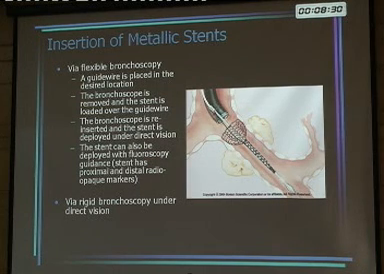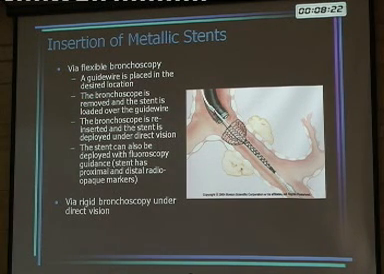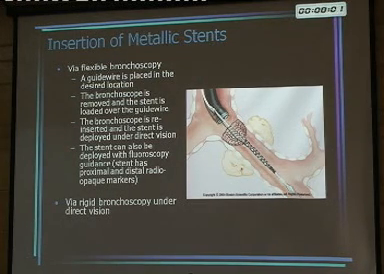How do you place metallic stents? You can place it with flexible bronchoscopy, where you put a wire through the scope, take the scope out, put the stent over the wire, and then put the scope through the vocal cords again and deploy the stent under direct visualization. You can see here the stent is near the scope, adjacent to the scope. You can do it under fluoroscopy because the stent has radio-opaque markers. Or you can do it with rigid bronchoscopy under direct visualization.